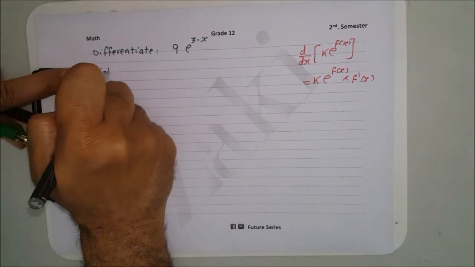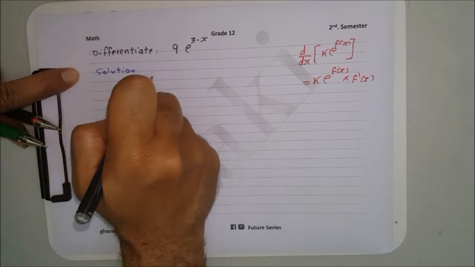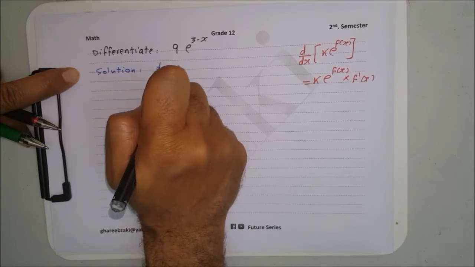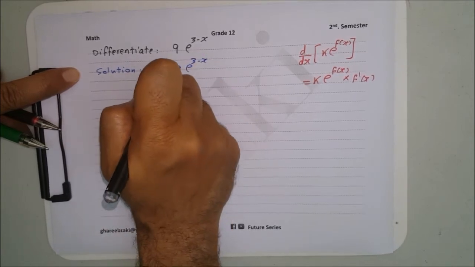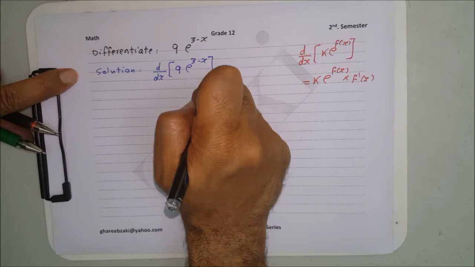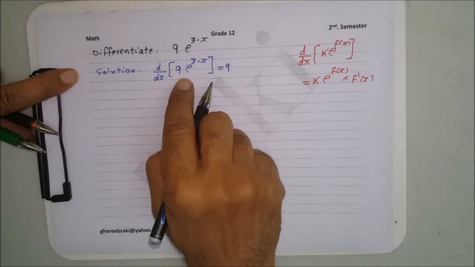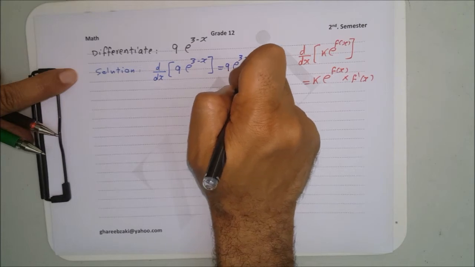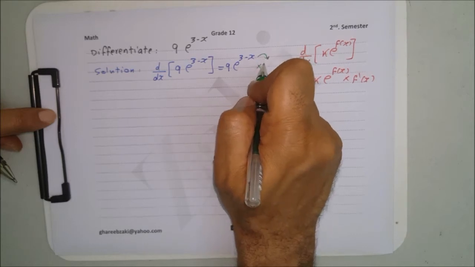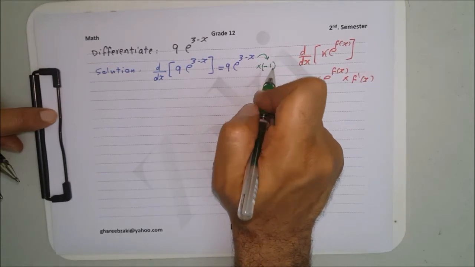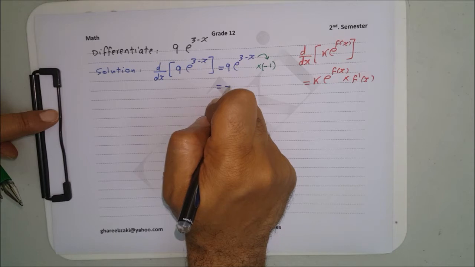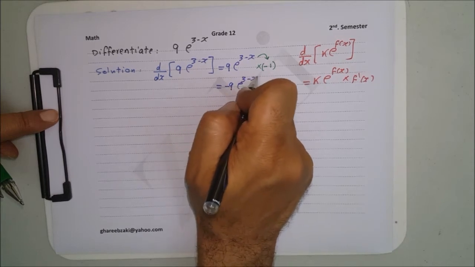So the solution of this one is d by dx of 9 e power 3 minus x. Looks like 9 is k, the constant. So the answer is 9. The derivative of e is the same, e power 3 minus x. Multiply by the derivative of the power. The derivative of 3 is 0, the derivative of negative x is negative 1, but it's better to put it in bracket. What is the final answer in simplest form? Negative 1 times 9 is negative 9, e power 3 minus x.